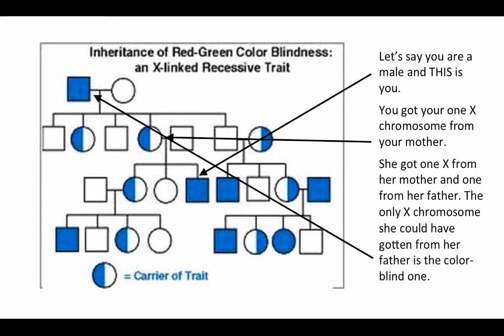So she got one X from her mother and one from her father, but her father only had one X chromosome, only one allele. So she had to have gotten that one recessive allele from her father and then a normal one from her mother. So if you're colorblind, it's because you got that allele from your mother who got it from a father who was colorblind. Similar thing for baldness. You inherit your baldness from your mother, as strange as that may sound.